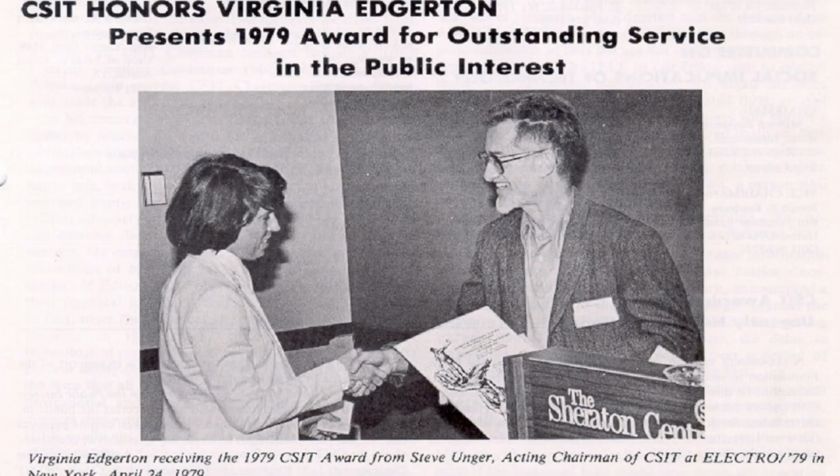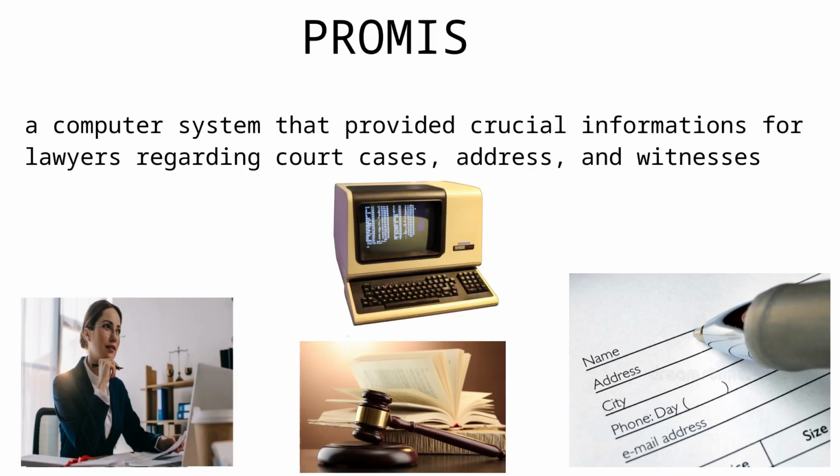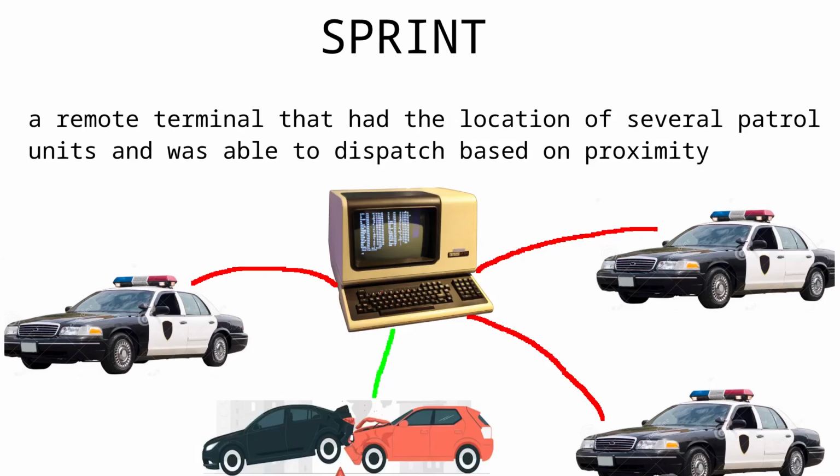One such case happened with Virginia Edgerton. During the 1970s, there was a project underway called PROMISE, which was a computer system that would provide the information needed for lawyers. This information included details such as the court hearing dates, addresses of persons of interest, and several other important case details.